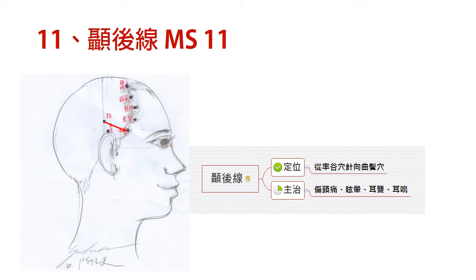MS11 is posterior temporal. Location on the temporal area is a straight line from gallbladder 8 to gallbladder 7. Indication for migraine headache, dizziness, or deafness or tinnitus.